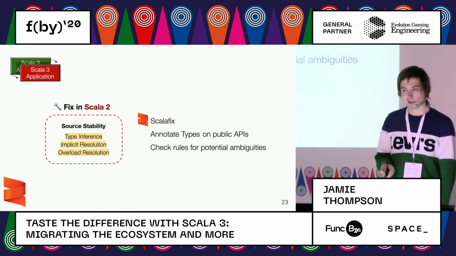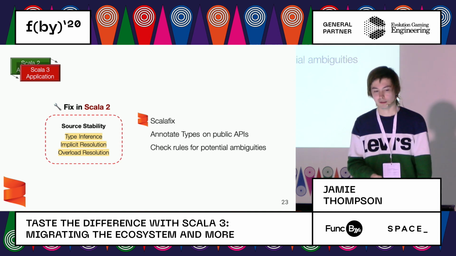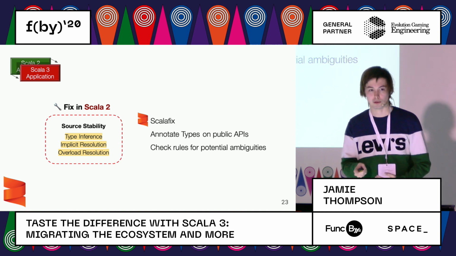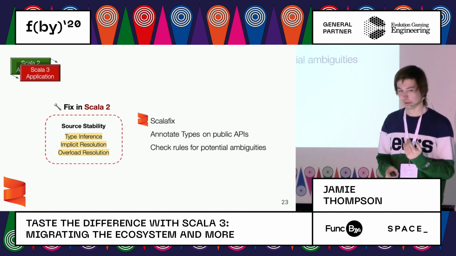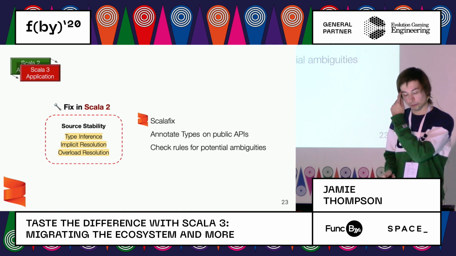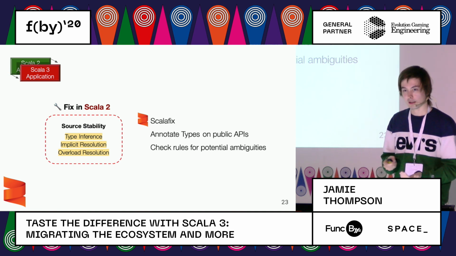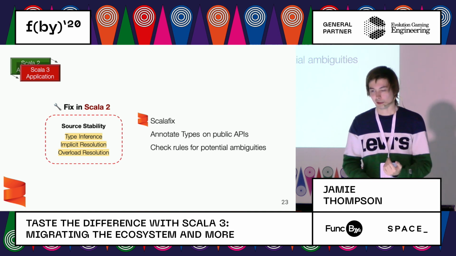So at the Scala Center, we develop a tool called Scalafix. It's a tool that can lint your code and also perform some automatic rewrites. And we are developing some new rules to help you, for example, annotate your public types. And also, you should just check with testing that your behavior doesn't change between Scala 2 and Scala 3.